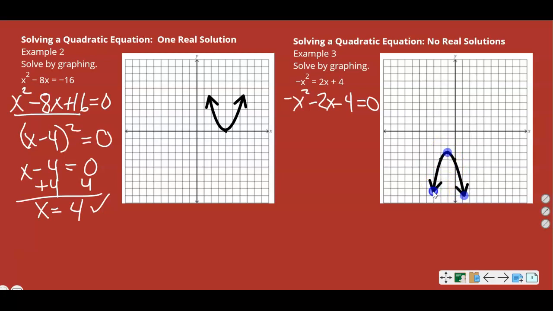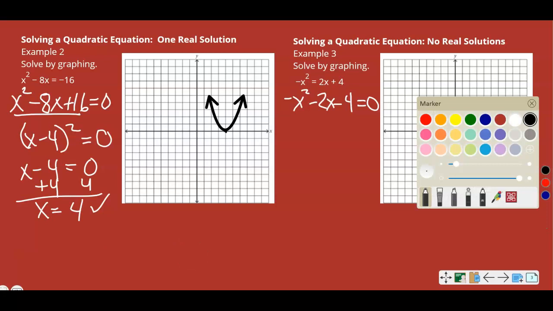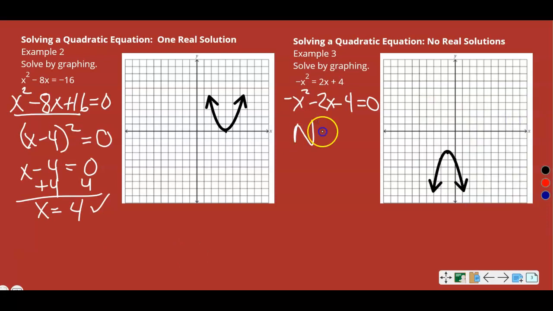All right, that's pretty good. All right, again, this one would be considered no real solutions. So that's all you have to put. This one would be no solutions because it doesn't cross the x-axis.